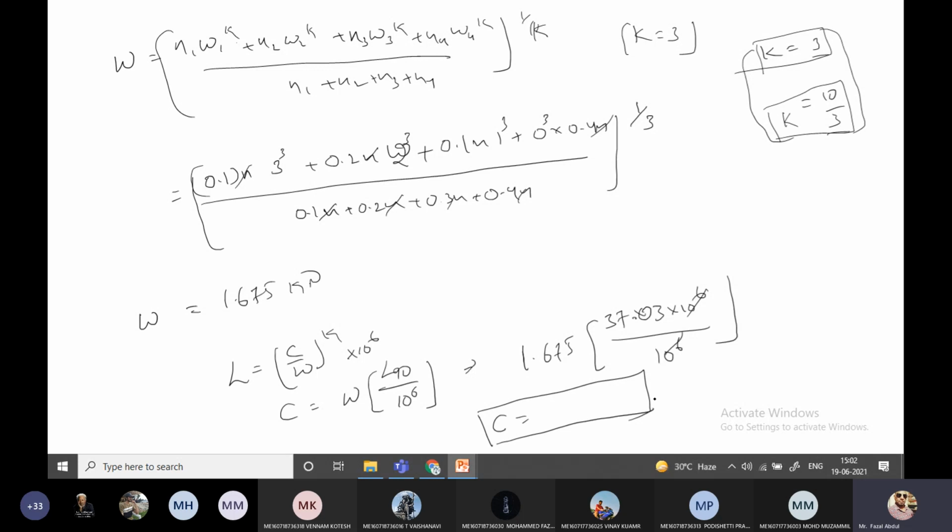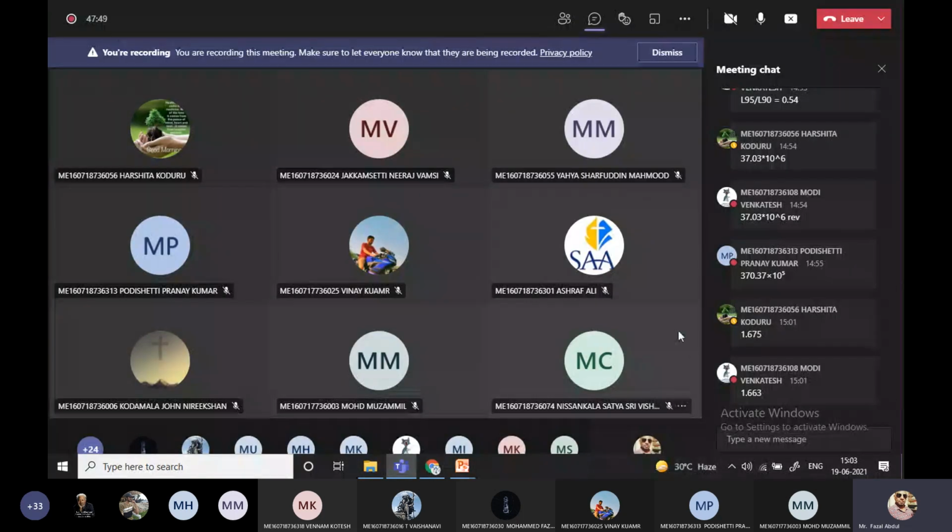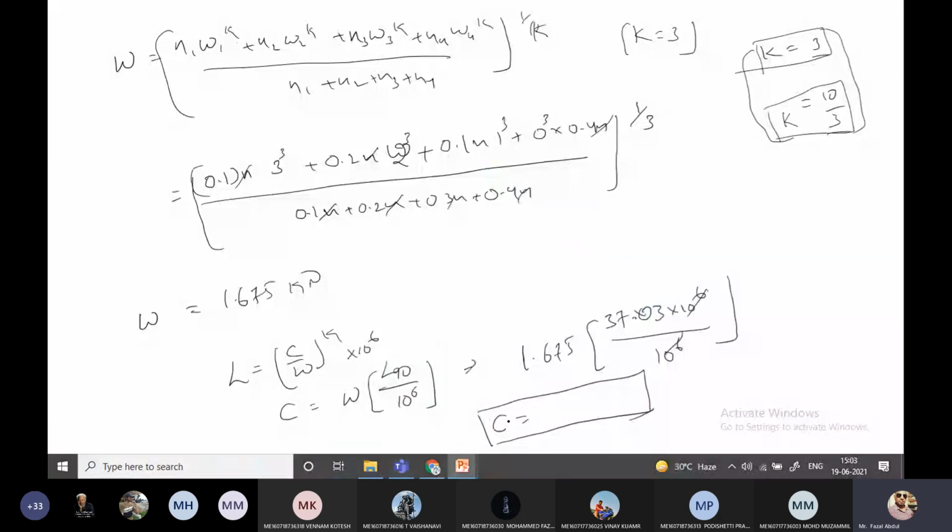Otherwise the C value is also called the basic dynamic load rating. Tell me the C value. Do it fast, Babu. The C value, everything is written on the screen.